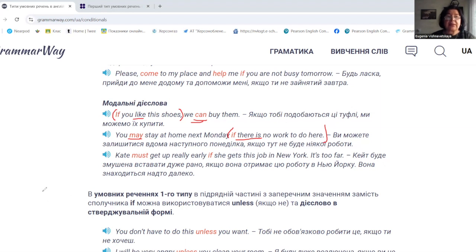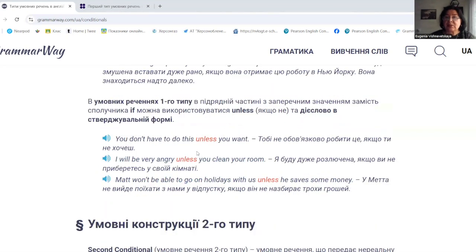Sometimes in the subordinate clause, instead of if, we can use the word unless. You don't have to do this unless you want. But remember that the word unless is translated якщо не. So this word is negative in its meaning. That's why we can't use negative particles in this part. I will be very angry unless you clean your room. Unless you clean, поки ти не прибереш. Unless has negative meaning in it.